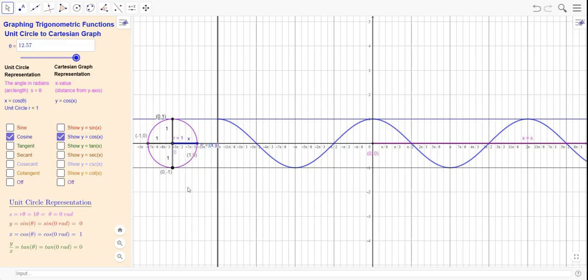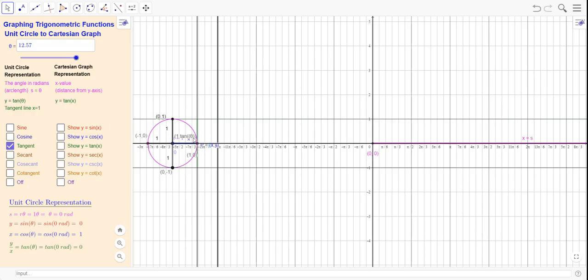Okay, now what about tangent? Tangent's a little harder to see, but we can still do it. Tangent is y over x. Now, if we wanted to see the tangent as an actual length, then if we could let the x be 1, we could get the tangent. So here's what we end up doing here. We actually draw a tangent line to the circle right here at x equals 1.